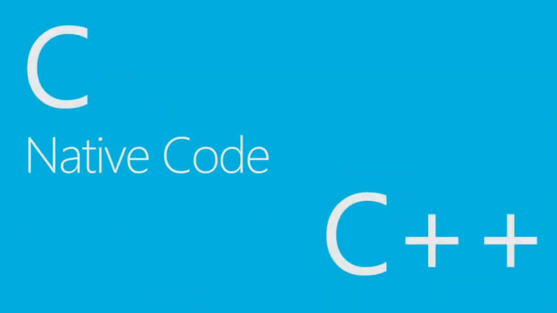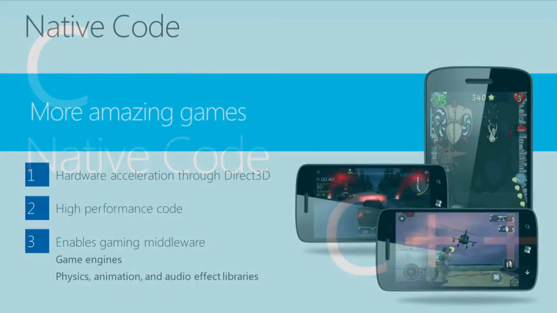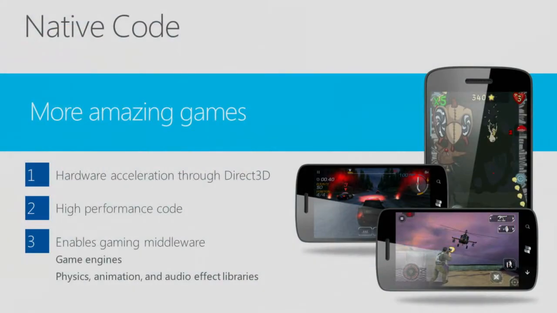As Joe said, Windows Phone 8 now supports native C and C++ code. This is a big deal for developers. First and foremost, it enables the most amazing games. Whether they're casual games or full-on 3D games, most are written in native code. Developers do this for a few reasons.